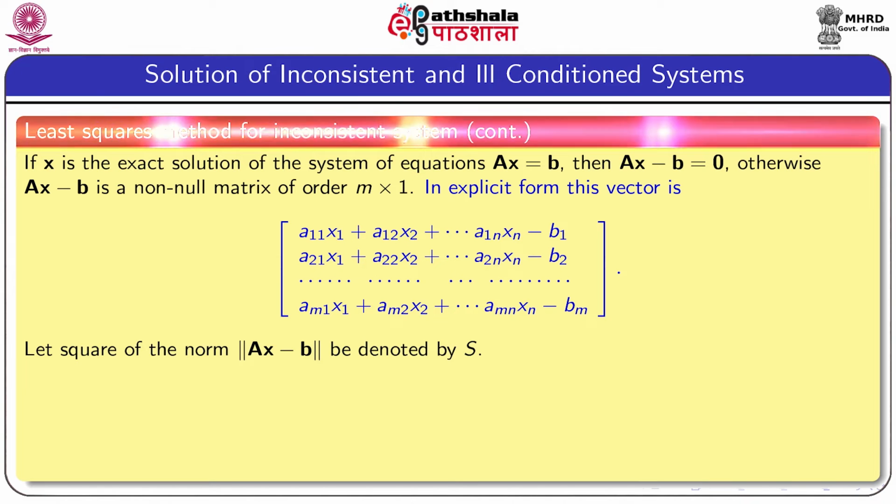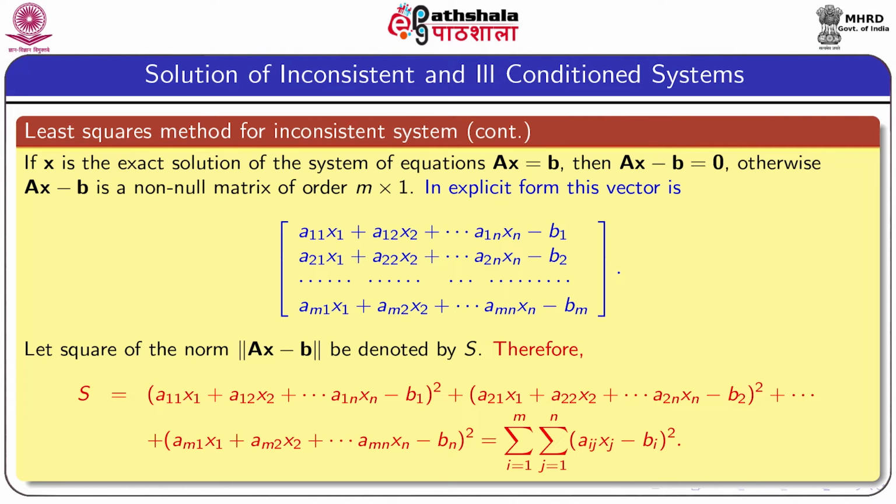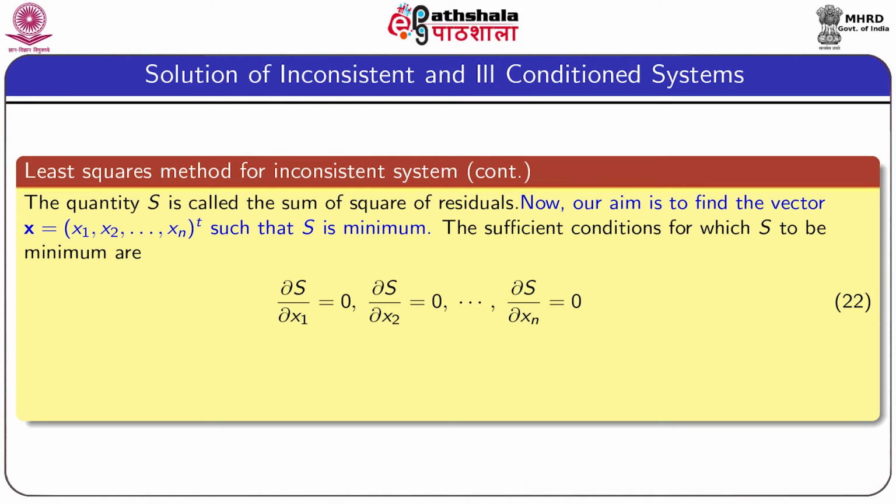Let the square of the norm of the vector Ax minus b be denoted by s. Therefore, s is given by this formula, s equal to summation i equal to 1 to m, of summation over j equal to 1 to n aij xj minus bi, whole square. The quantity s is called the sum of square of residual. Our aim is to find the vector x such that the sum of square of residual s is minimum.